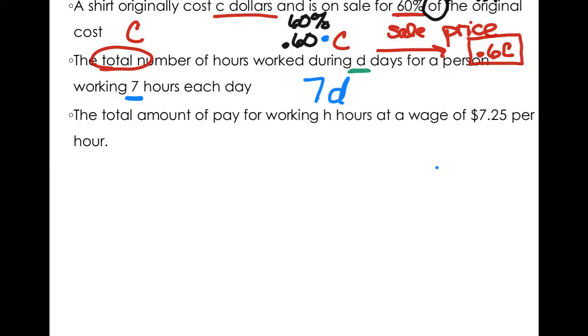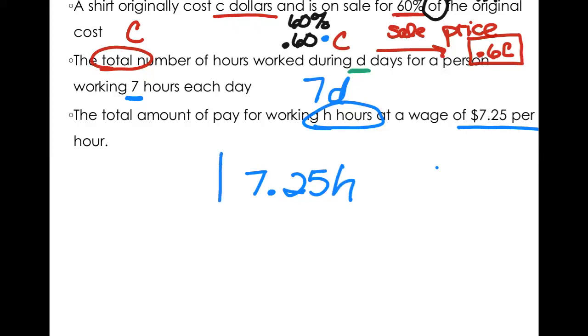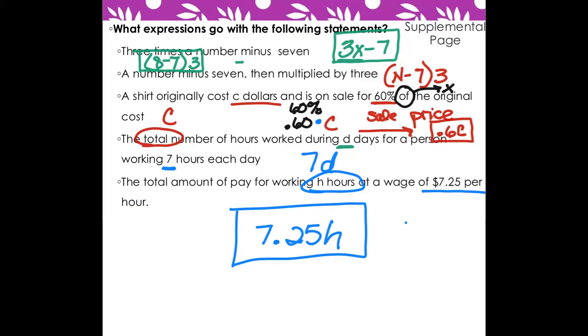And the last one, the total amount of pay for working 8 hours at a wage of $7.25 per hour. $7.25 per hour for H number of hours. Times H. 7.25 times H. Okay?